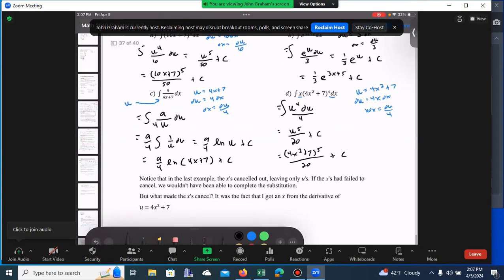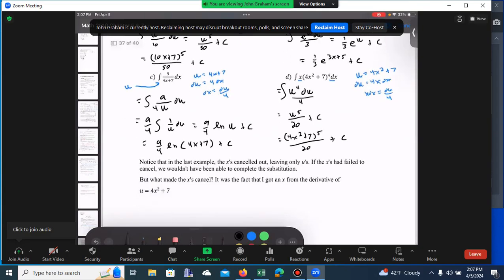Notice in this last example, the x's are all out, leaving only u's. We needed that x in front because of what that u substitution was. Right. So if we didn't have that x in front, we wouldn't have been able to do the u substitution. Or if we had an x squared in front, it wouldn't have worked out. We would not have been able to get all the x's out.